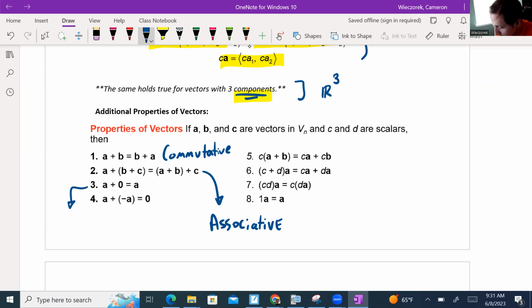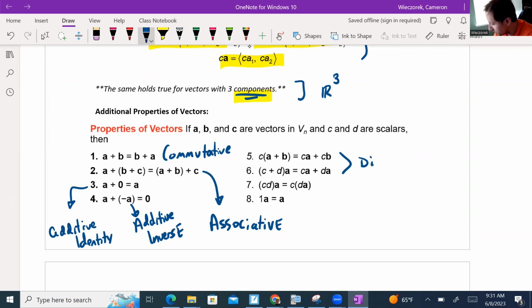This is the additive identity. If you add 0 to a vector, you still get the same vector. If you add the negative of a vector, you end up getting the 0 vector. This is what's called the additive inverse. These are distributive laws of vectors. You can distribute a scalar to 2 vectors. You could distribute a vector to 2 scalars. More associativity, so this would be another associative law. And then this is what's called the multiplicative identity. If you multiply a vector by 1, you still get the same vector.